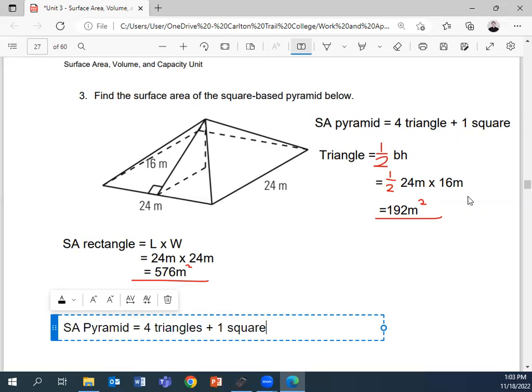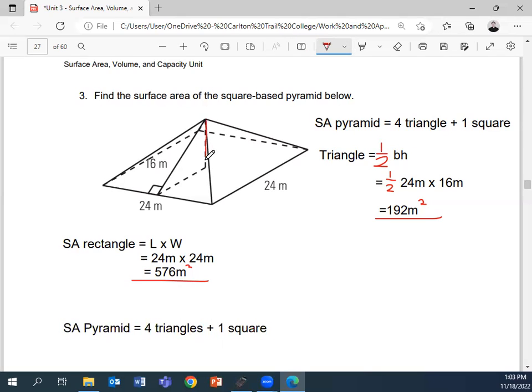Where'd I get, oh, this? Oh, I was doing the wrong one. I thought that was a triangle. I did triangle, square. This is the triangle, right? 24 and 24 is a square, so a square is a rectangle? Square is a rectangle, yep.